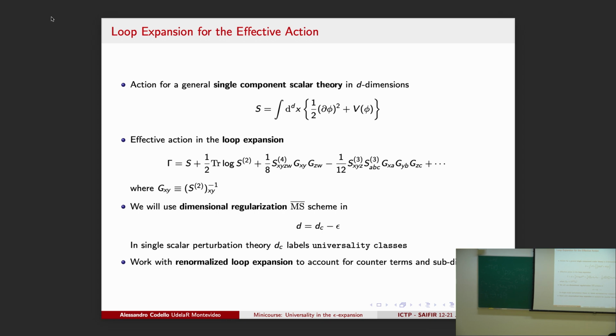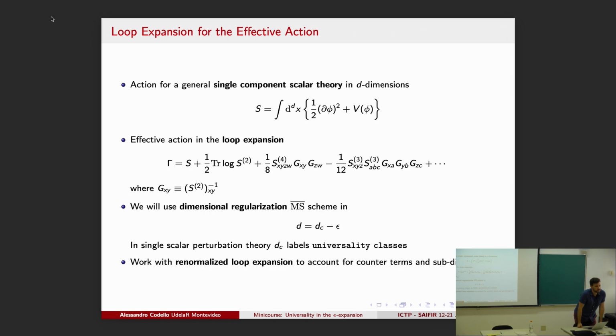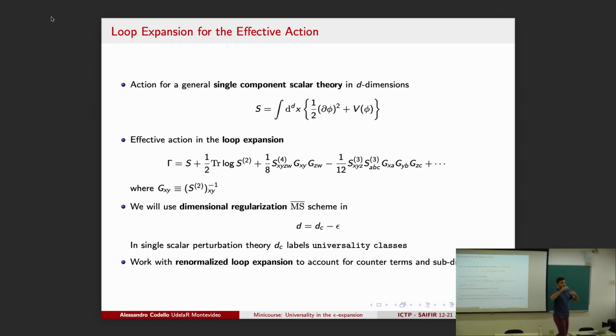Yes? So, when you say D critical labels a universality class, you mean a universality class composed of theories that near criticality look like that? Yes, perfect. Thank you. So basically, it means that every universality class has an upper critical dimension, which is the dimension above which the fluctuations become Gaussian. Each universality class has a different upper critical dimension. So it means that when you do perturbation theory around that specific dimension, you are actually studying that particular theory.